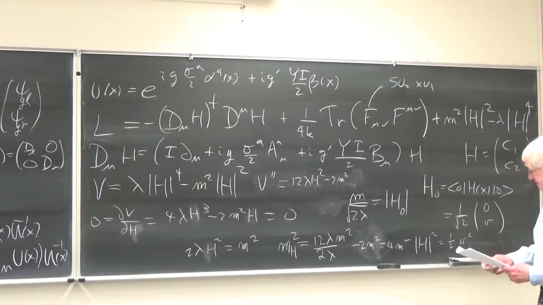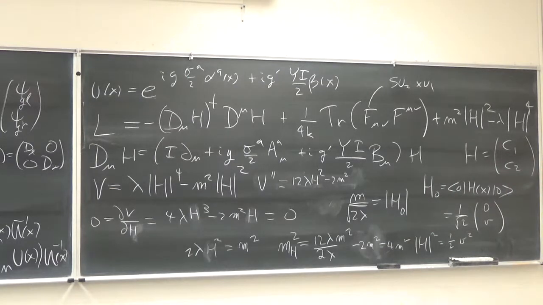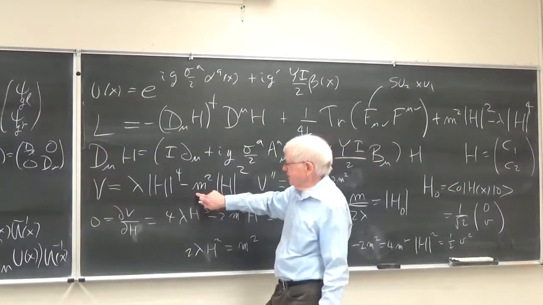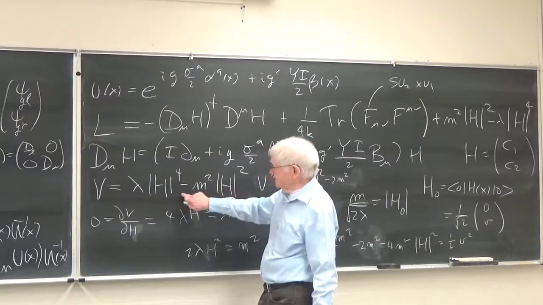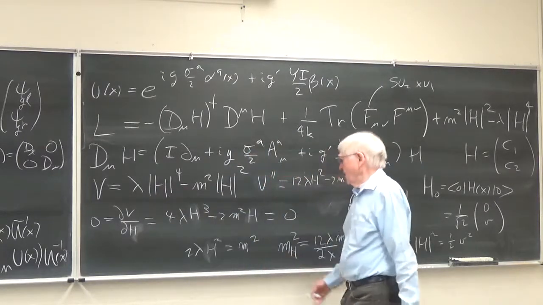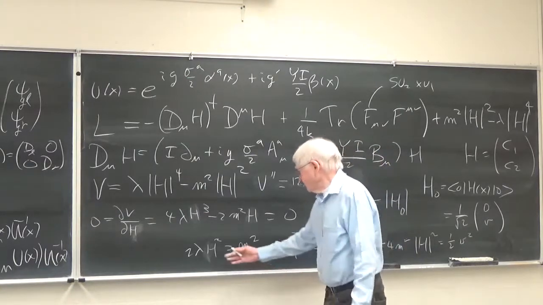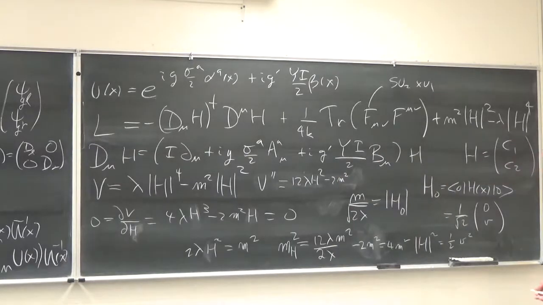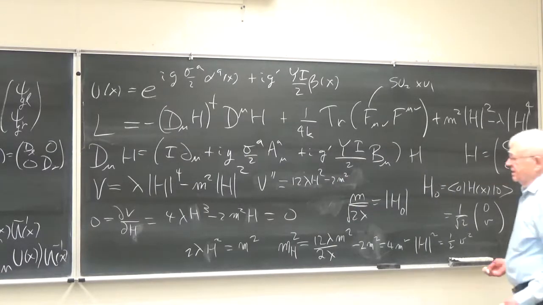And since I've been improvising rather than following the notes religiously, let me just give you the bottom line. The bottom line is that this is the potential. It's the energy of the potential, the energy density of the field. This is minimized for a certain value of H, and the value of H is given by this: m over square root of 2 lambda.